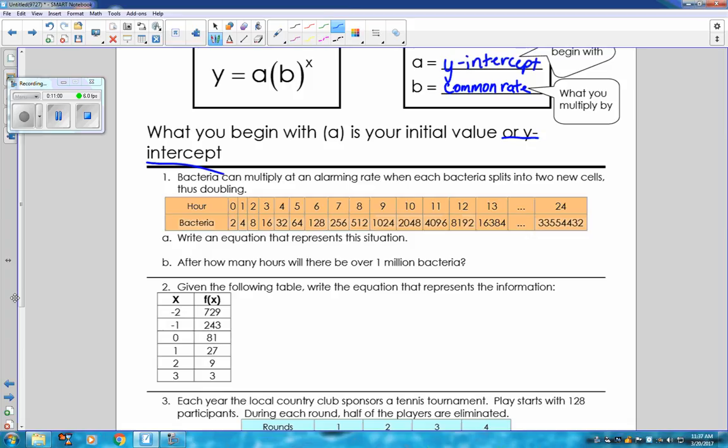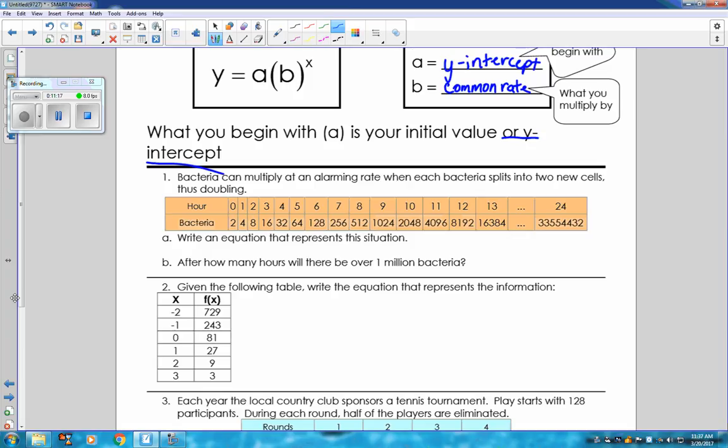So let's look at an example. It says, a bacteria can multiply at an alarming rate when each bacteria splits into 2 new cells, this doubling. Part A wants us to write an equation that represents this situation.